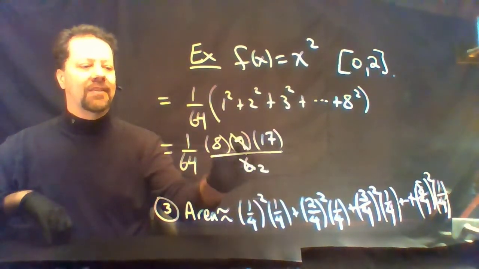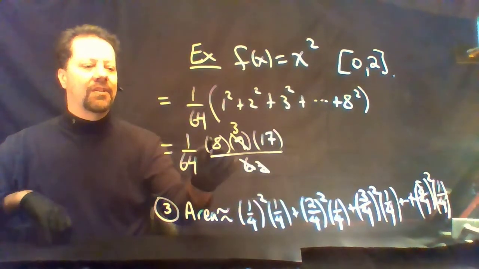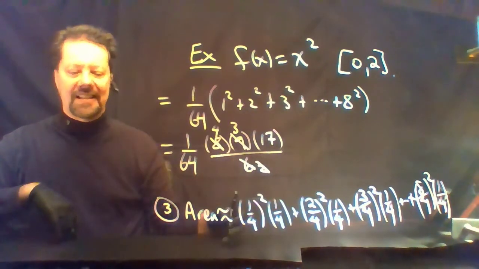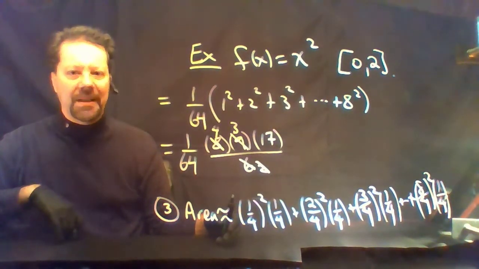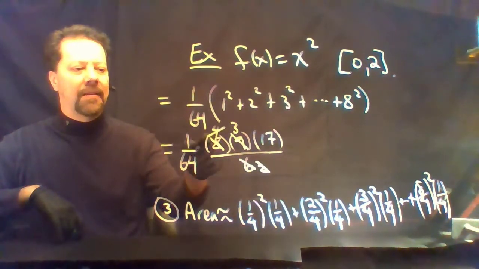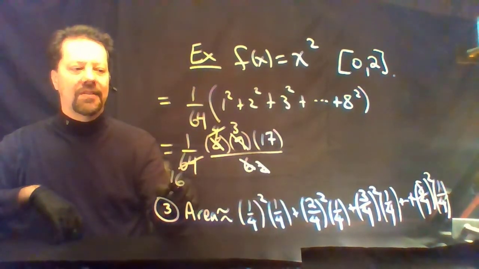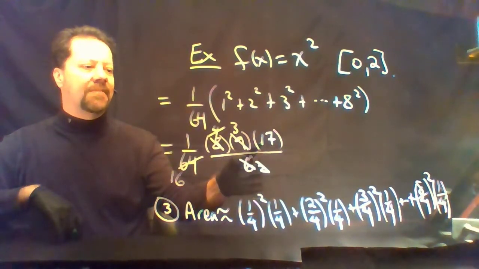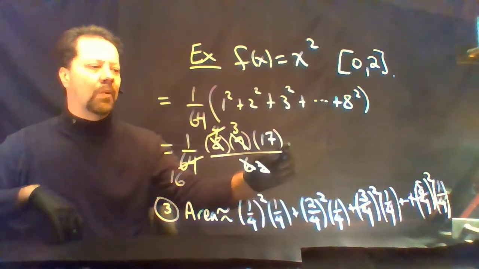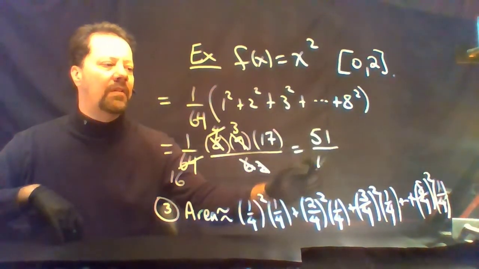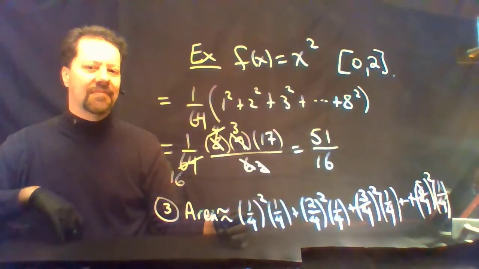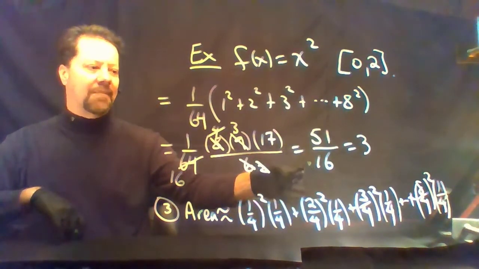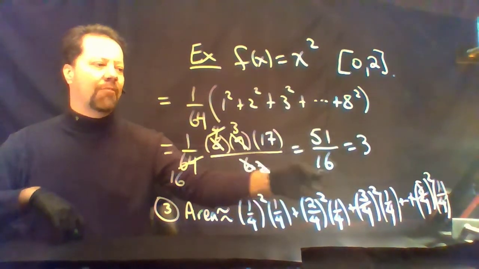3 goes into here twice and into here 3 times. 2 goes into 8 4 times. A lot of students make the mistake of multiplying things out first before they cancel. It's far better if you cancel things first. 4 goes into 64 16 times. This is now fully reduced. 3 times 17 is 30 plus 21, that's 51, over 16. 16 goes into 51 3 times. 3 times 16 is 48, with a remainder of 3.